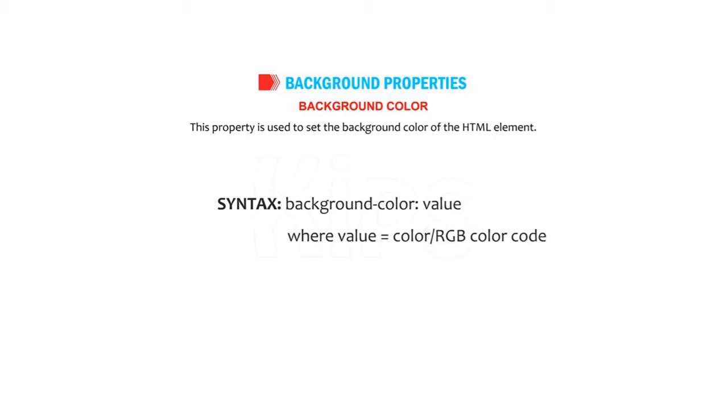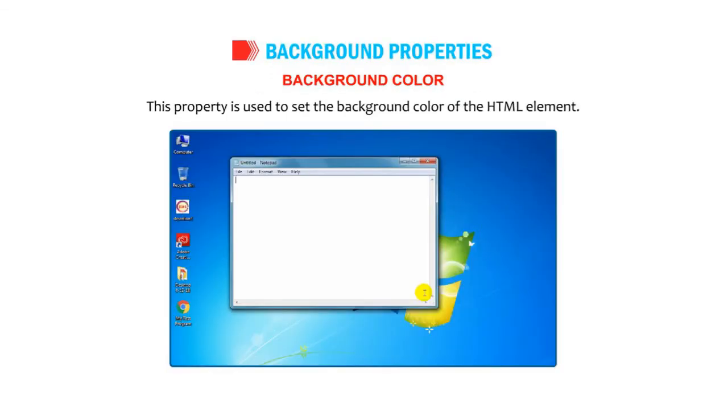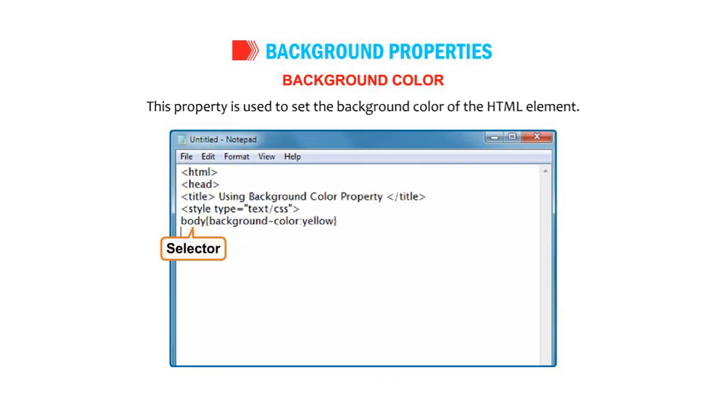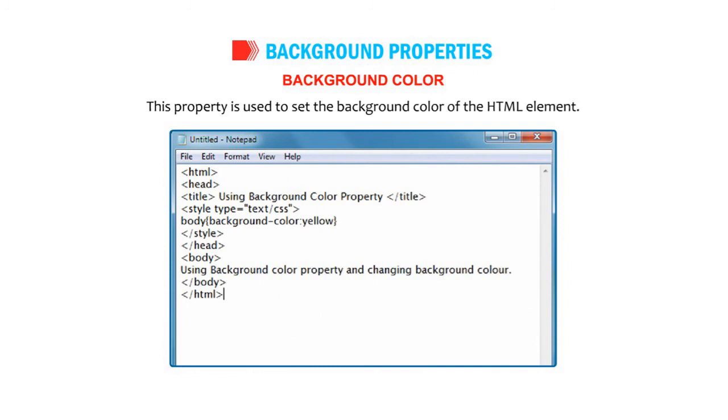You can write the code like this: HTML tag, head tag, title tag, using background color property in the title, and then title closed. Then you can use the style tag with the type attribute text/css. Then you can write body and then curly brackets, background-color: yellow, and curly brackets closed. Now here body is the selector, background-color is the property, and yellow is the value.